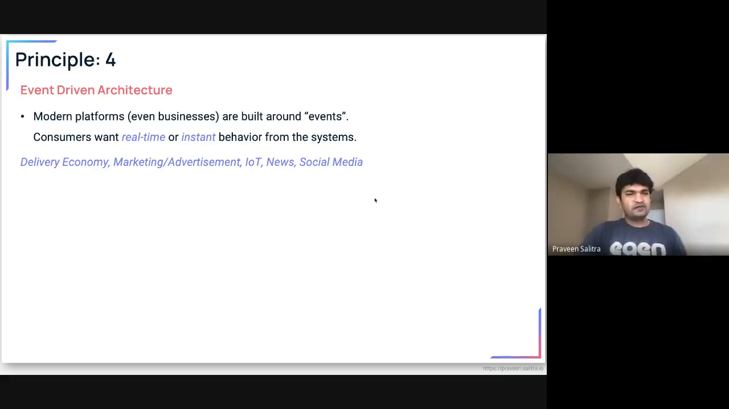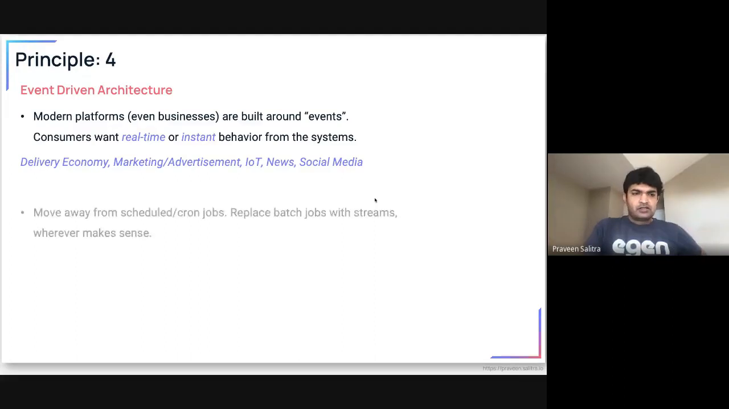So most of these things in the modern world are built around the concept of events. And most of these things are happening asynchronously as well. Whether it's delivery economy, marketing, advertisements, especially in IoT, that's where our experience is coming from. 6 years ago, we were heavily dealing with events coming from machines all over the world. We were handling somewhere around 3 billion events coming from these machines in a single day. Whether it's news or social media, someone liked your post and you want to get notified, right? Things like that.